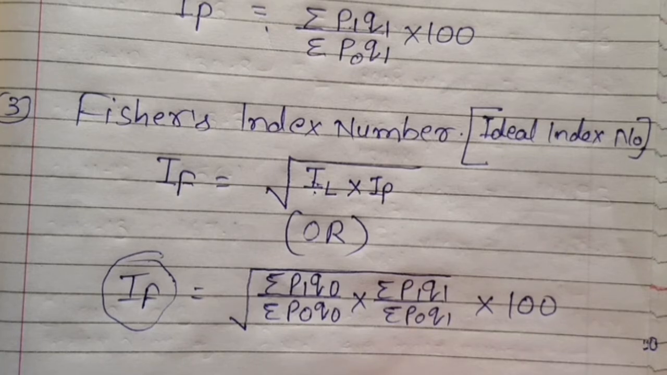Friends, as Fisher has removed both the limitations, its index number is also known as the ideal index number. So if in the exam it is asked to find the ideal index number, then you have to find Fisher's index number. So friends, we stop here today. In my next video we will see the sums related to the special formula of last pair, Paasche and Fisher.